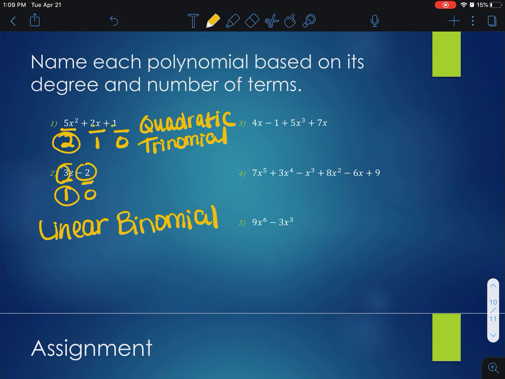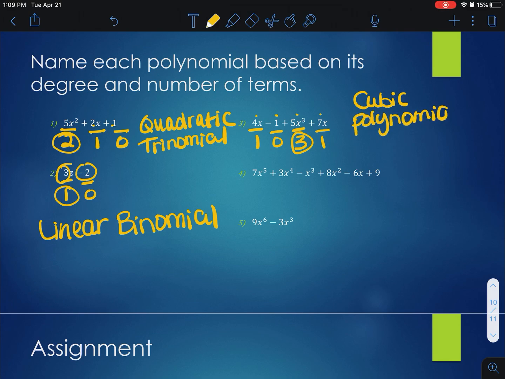All right, number 3, 4x minus 1 plus 5x cubed plus 7x. The degree of 4x is 1. The degree of negative 1 is 0. 5x cubed is the degree is 3. And 7x, the degree is 1. So look, 3 is your biggest degree, which means it's cubic. And there are 1, 2, 3, 4 terms. So we would say cubic polynomial with 4 terms.